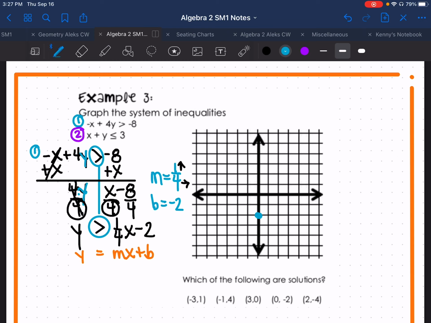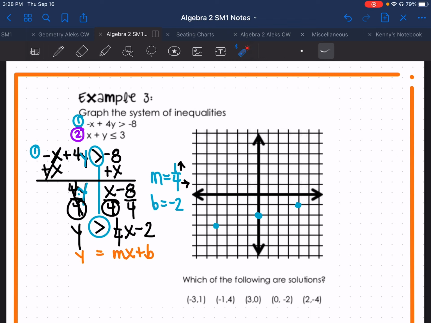I move 1 up and 1, 2, 3, 4 to the right. 1 up, 1, 2, I can't anymore. So let's go back to the beginning and let's go in the opposite directions. 1 down, 1, 2, 3, 4 to the left. And we can't go anymore.